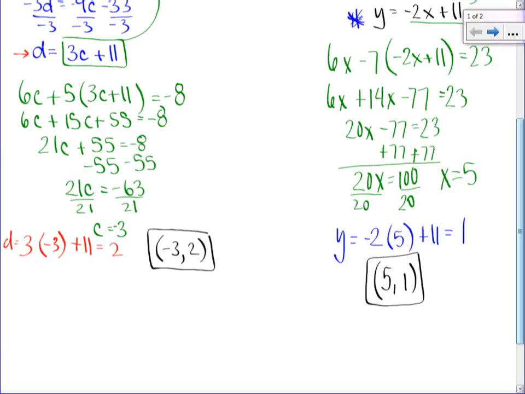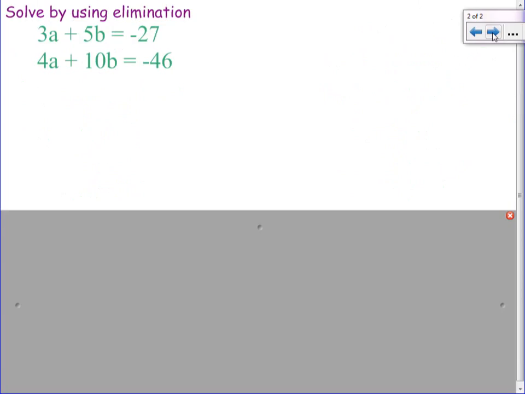So that's substitution. The directions are going to tell you which method to use. We're going to go through the second method right now, but this is half of your assignment. They're going to ask you to do substitution. All right, so let's look at elimination before we jump to the homework.